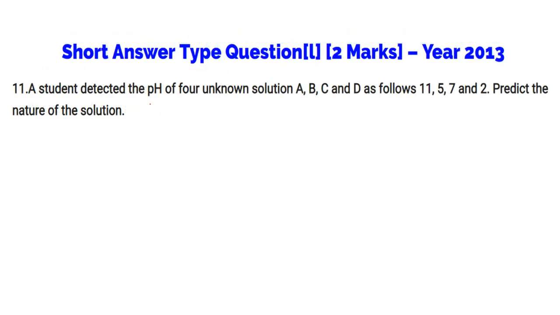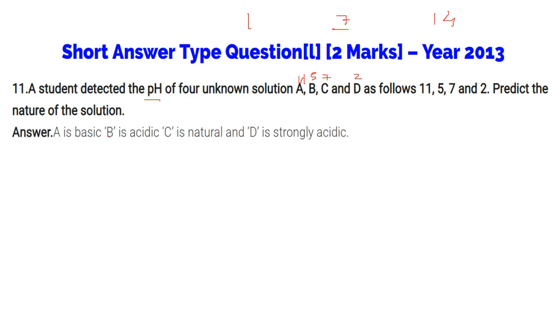A student detected the pH of 4 unknown solutions: A as 11, B as 5, C as 7 and D as 2. Predict the nature of the solutions. What you have to see is that 1 to 14 is the range, and 7 is the neutral point. So A is basic. Why? Because it is 11. From here to here it is basic, and from here to here it is acidic. 1 to 7 it is acidic, 7 to 14 it is basic.